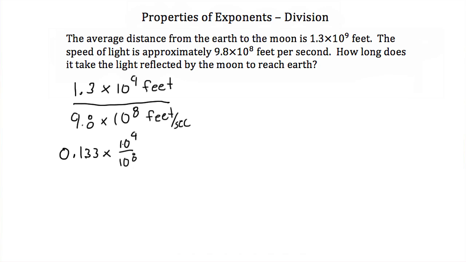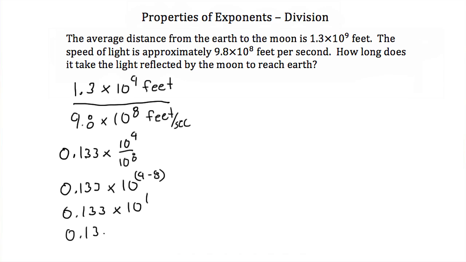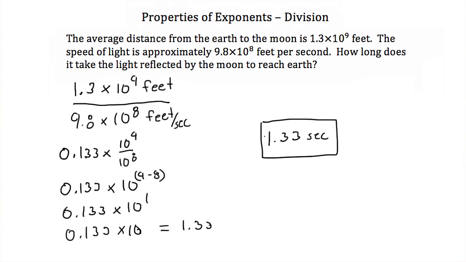Well, here we have the same base with different exponents, so we're going to subtract our exponents. So this is going to be 0.133 times 10 to the 9 minus 8, or 0.133 times 10 to the 1st. If we multiply 0.133 times 10, or 10 to the 1st, we'll just get 1.33. So it takes 1.33 seconds, approximately, for the light reflected by the moon to reach Earth. And that completes the tutorial on division properties of exponents.